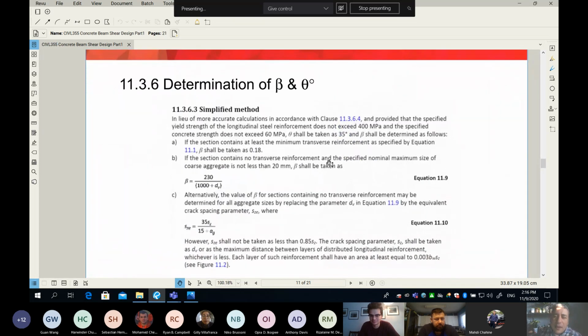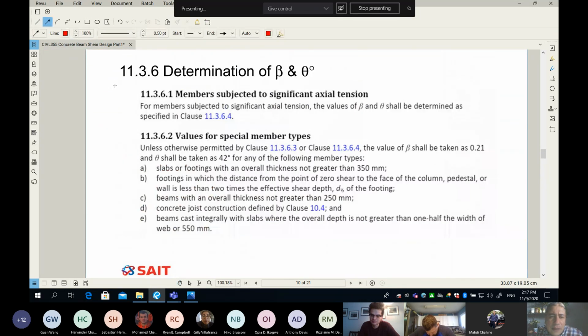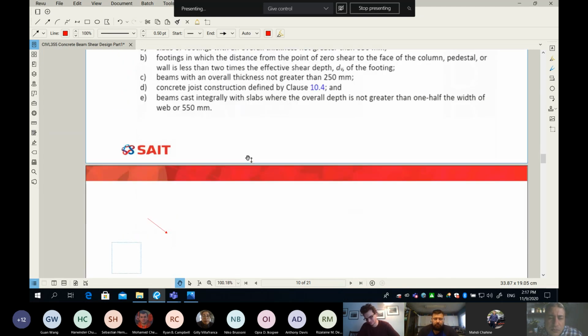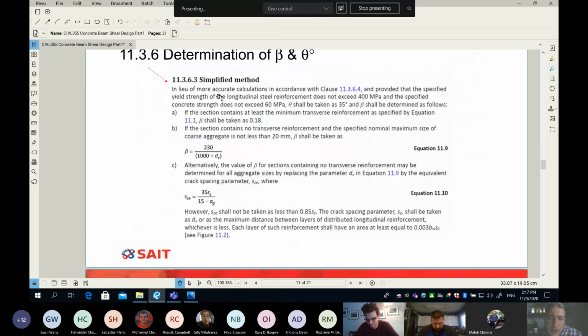Okay, guys, so what happens here? Here is what you always do, because our beam is always not subjected to axial tension force, and our beam is deep enough not to be one of the items in 11.3.6.2, and it always goes to here. Always here, the code says you can use the simplified method if this is not happening, which will lead you to this clause here. Then your member is not one of those special member types, and finally you will use the simplified method, okay?